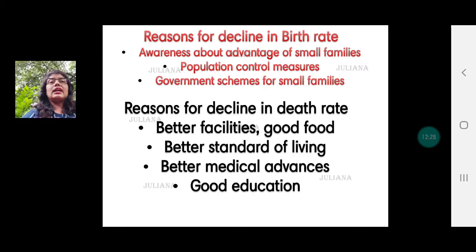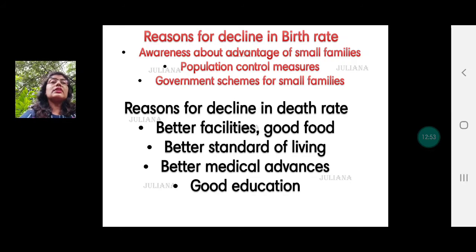And another reason is the government schemes for small families. Government gives concession for fees up till the 3rd child, but from the 4th child onwards you have to pay the fees. And a time may come when government may give concession only to 1 child. We don't know. So these measures have helped to reduce the birth rate in India.